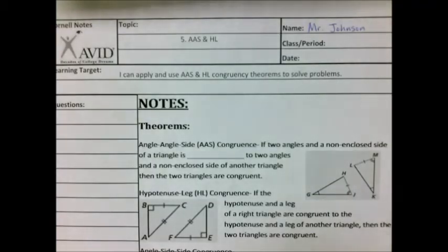All right, lesson 5 is AAS and HL. What that is, that's angle-angle-side congruency and then hypotenuse-leg congruency. So we're going to talk about that in a little bit. But your learning target is that you can apply and use AAS and HL congruency theorems to solve problems. All right, let's get going.